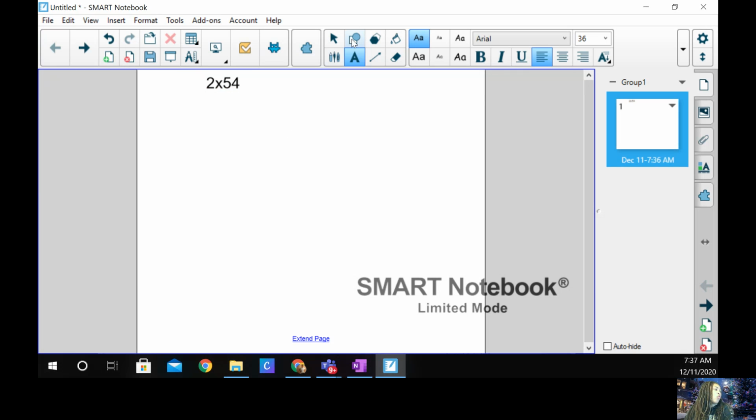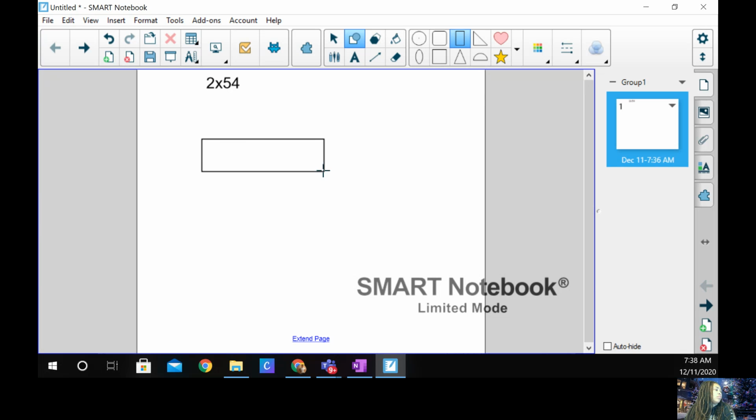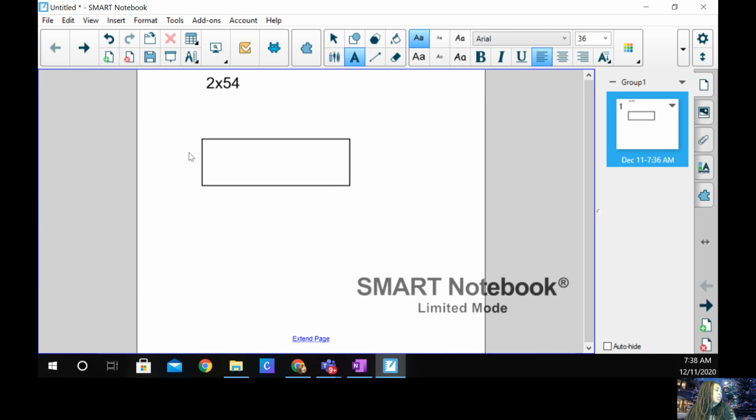For area model, they start off by making a rectangle. I always tell them put the smaller number on the left and then put the greater number on the top. So what they would do here is put 2 here. I apologize. And then now we have to break up this 54 into expanded form.